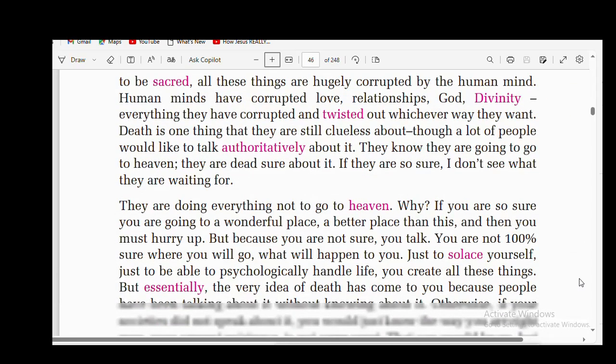sacred and holy or pure, all these things are hugely, greatly corrupted by the human mind. Yes, there is interference with everything, or human interference is connected with everything. Human minds have corrupted love, relationship, God, divinity, everything they have corrupted. People have corrupted everything and twisted, yes, whichever way they want, according to their desire and wish. That is one thing. Only the death is the thing that they are still clueless about.